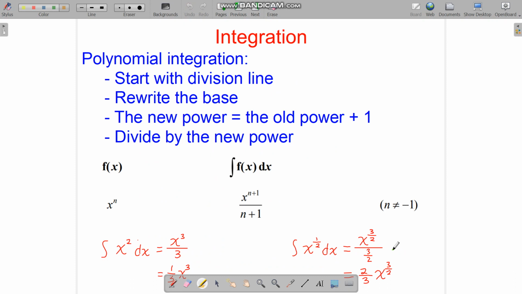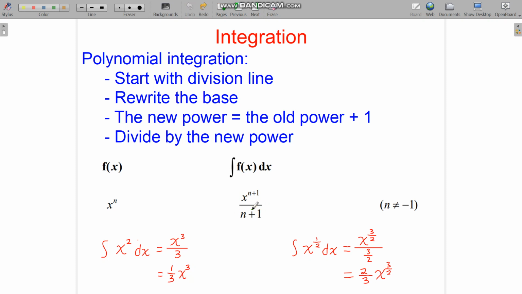Steps to do polynomial integration: start with a division line, rewrite the base, the new power is the old power plus 1, and then divide by the new power. So this is the MF19 formula. Originally we have x to the power of n, the base is x, the power is n. After integrating, we start with a division line, the base is x, the new power is n plus 1, and then we divide by the new power, n plus 1.